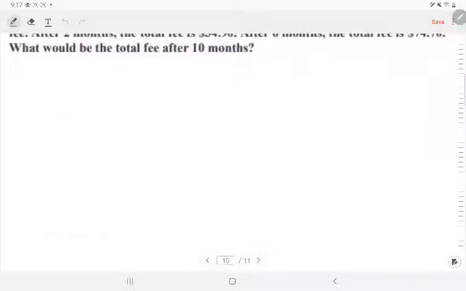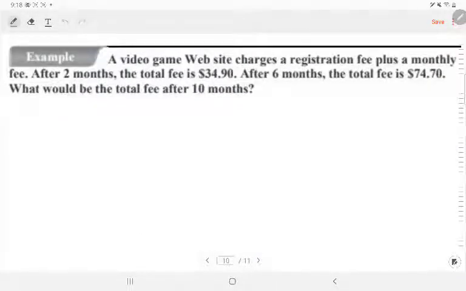Okay? All right, so let's take a look at one for ourselves. It says a video game website charges a registration fee plus a monthly fee. After 2 months, the total fee is $34.90. After 6 months, the total fee is $74.70. What would be the total fee for 10 months? Well, let's take a look.